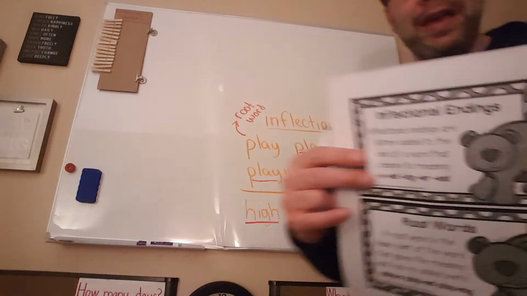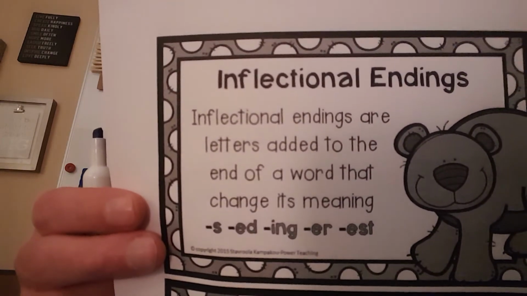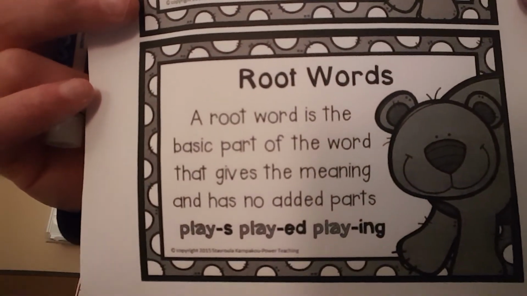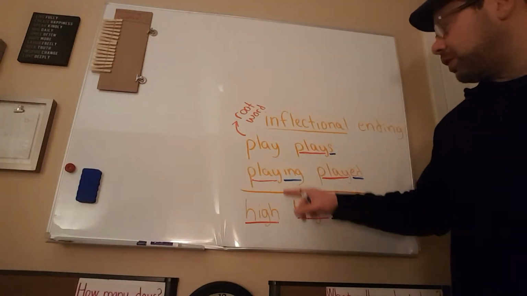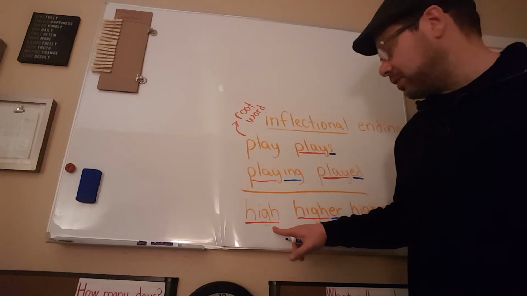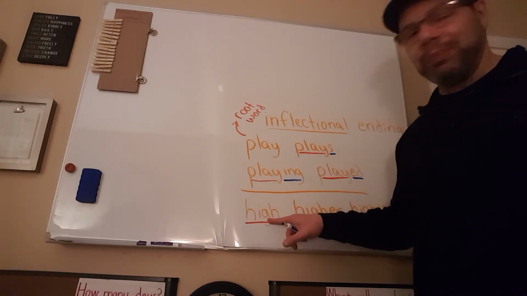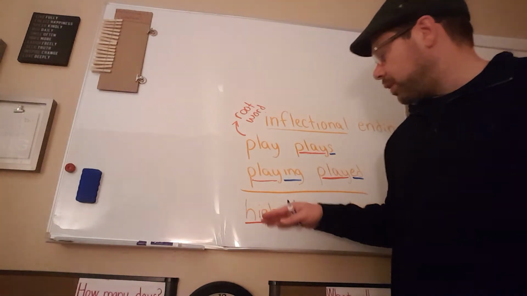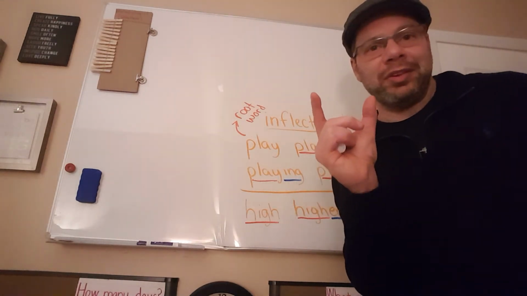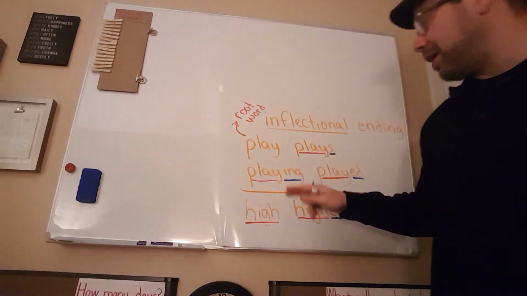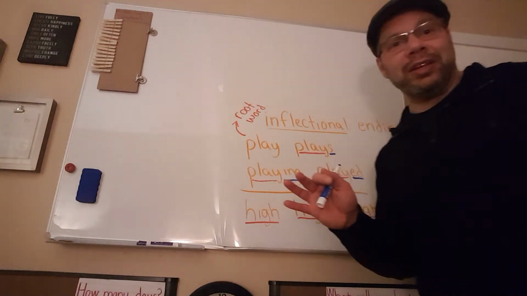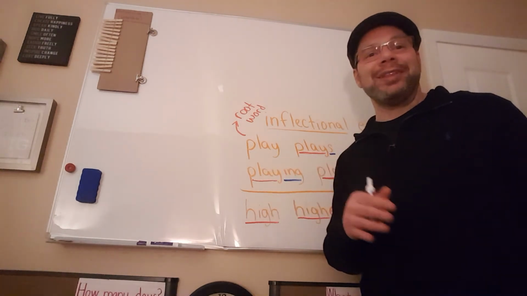Those are called inflectional endings. And those words that we start with are called root words. And just for another example, we can't shorten the word high to anything less. We can't take the H off. That would be hig. That's not a word. We can't make it any smaller than it is. So that's a root word. We can make it longer by adding inflectional endings, which slightly change the meaning. I hope that's really clear.